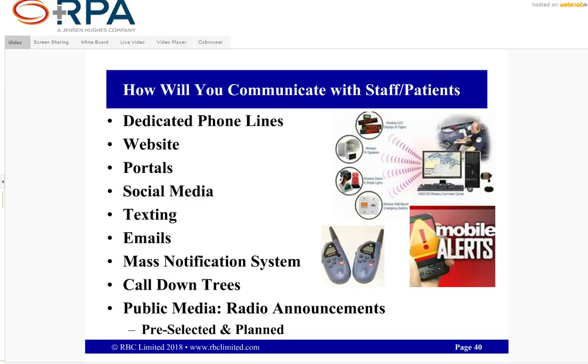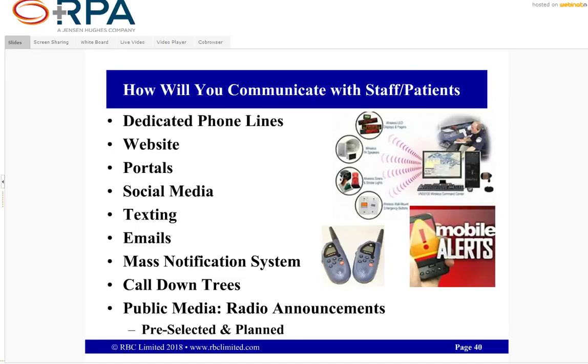I know some of you have dedicated landlines. All of you have cell phones and websites. Do you? Because we saw last year that the use of Facebook and website updates were very helpful. Remind staff that texting often works when cell phones don't work. And what mass notification systems do you have in place?